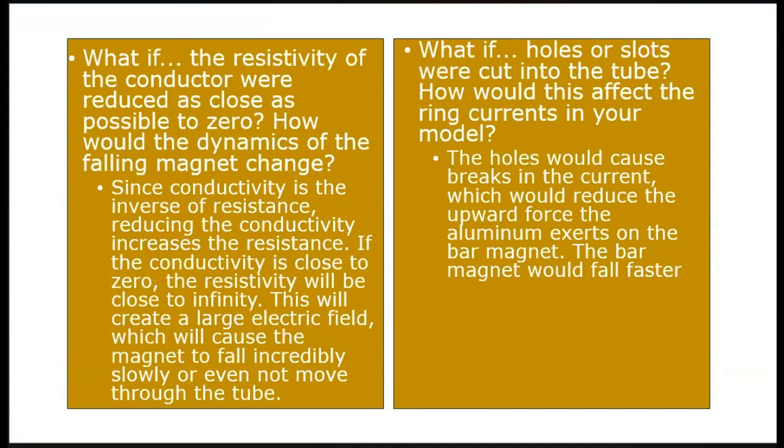What if holes or slots were cut into the tube? How would this affect the ring currents in your model? The holes would cause breaks in the current, which would reduce the upward force the aluminum exerts on the bar magnet, which would make the bar magnet fall faster.